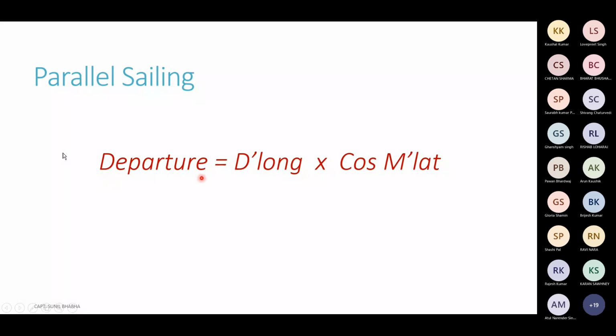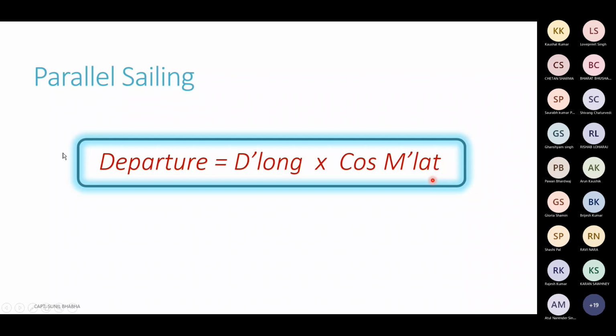Now this departure is the east-west distance between the two places on the surface of Earth. So when you are on a parallel sailing, moving along the parallel of a latitude, departure gives you the total distance to be covered. So to find out the distance to be covered, you calculate the departure using the d long, the difference of longitude between the initial position and the final position, multiplied by cos of mean lat. So this is the only formula which we have in parallel sailing.